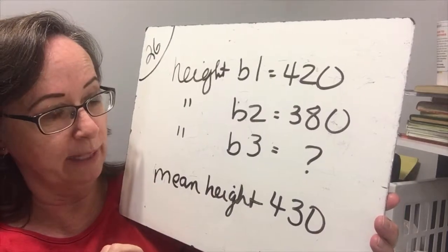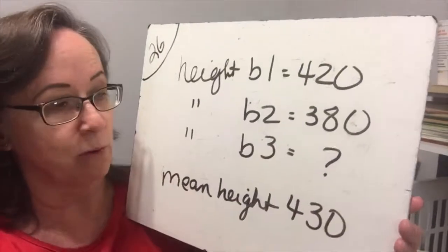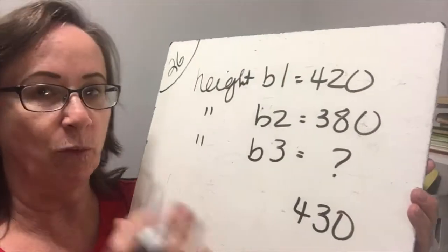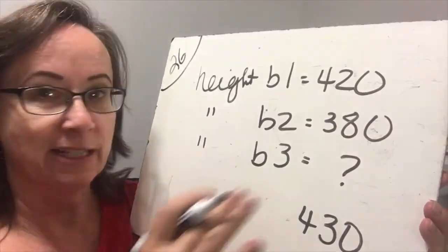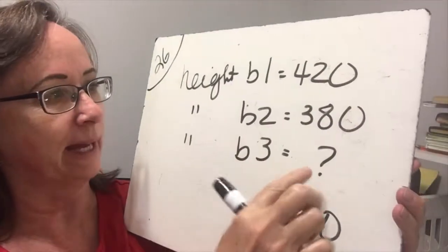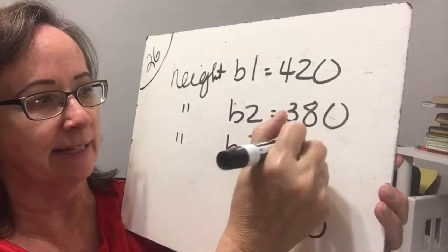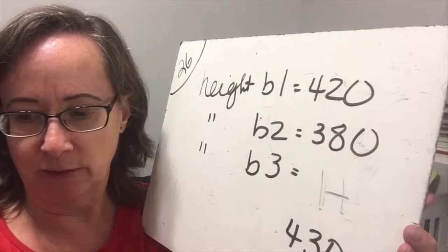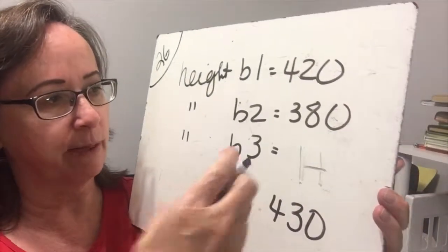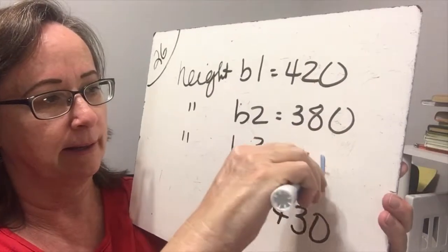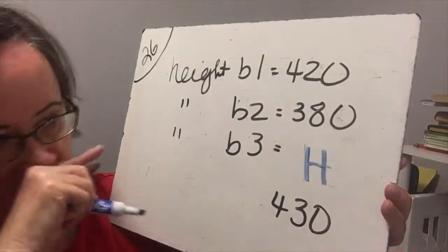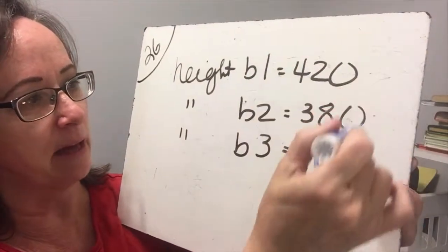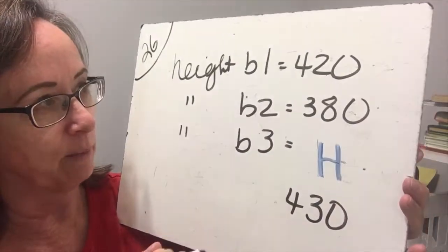Okay, so if we know the mean height is 430, then we can make an equation that's going to make this true. So let's go ahead. Since this is the missing height, let's call our question mark H. And I let that one sit too long, didn't I? Okay, let's call the question mark H. And let's make an equation that's going to be true. So we know that the sum of all of our heights, well, let's go ahead and figure that out.